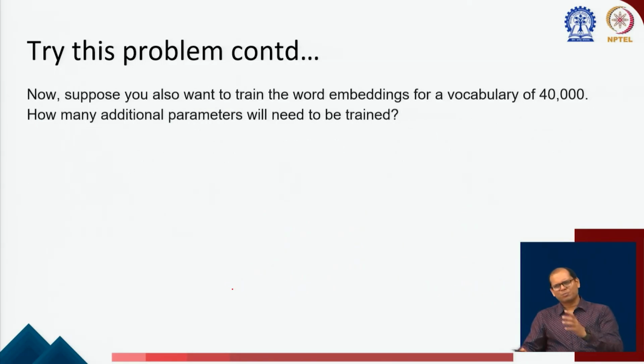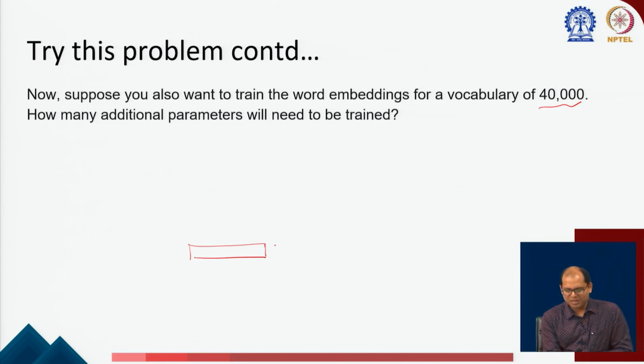Now let's continue this problem with another twist. Now suppose you also want to train the word embeddings for a vocabulary of 40,000. That means you are using NER data to also train your word embeddings. So this gives you another concept: while you are doing RNN, it's up to you if you want to even train the word embeddings. That is possible. Why? Think about the input. For input, you are giving the 300 dimension embedding. We were assuming till now that they are already pre-trained, already available to you, and you would not fine tune them further. But you can also fine tune them.